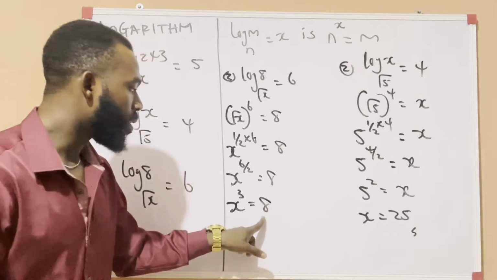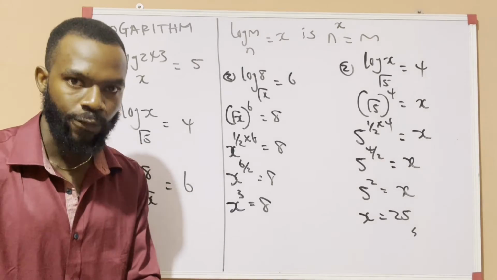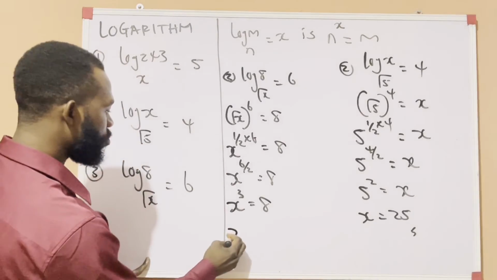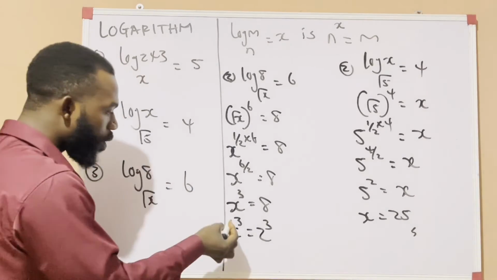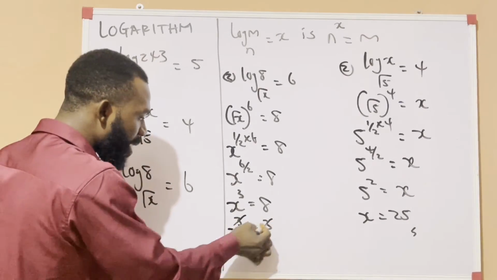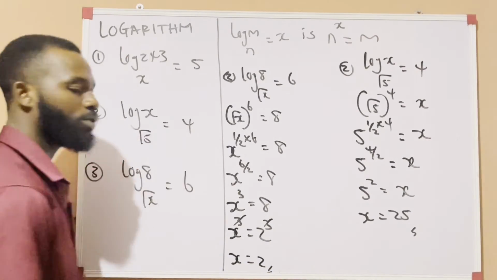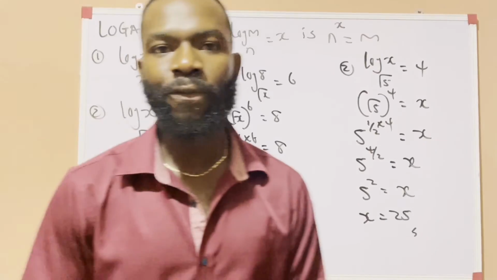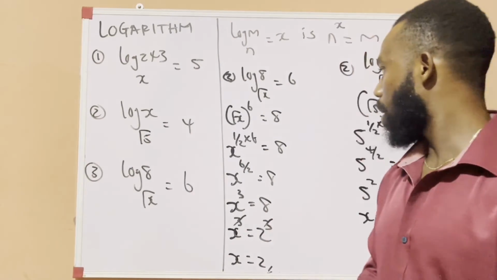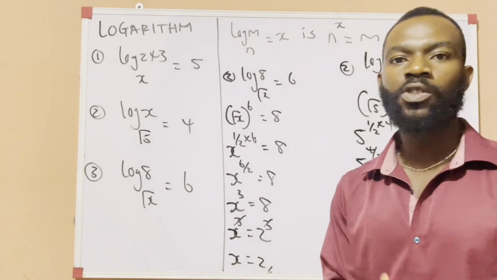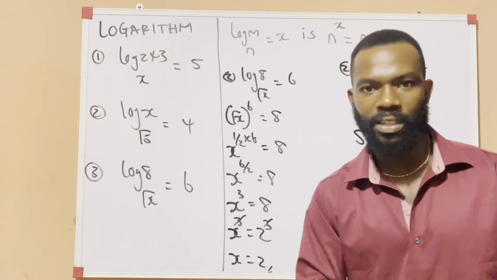And we all know that 8 is the same thing as 2 raised to the power of 3 in index form. So here becomes x raised to the power of 3 is equal to 2 raised to the power of 3. Because the powers are the same, they cancel out. So what do I have? x is equal to 2. So class, these are the values of x in the questions we have for today's class. And I believe you understood perfectly the rule which we applied in solving these questions.